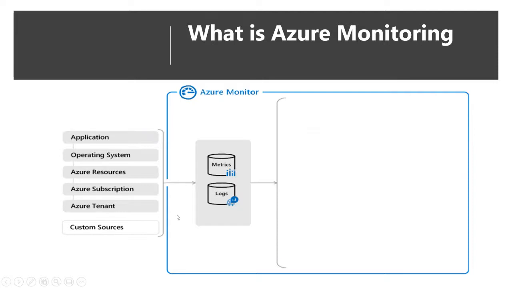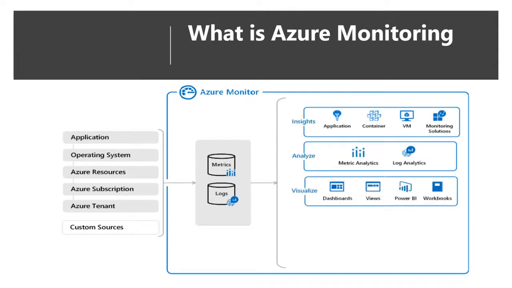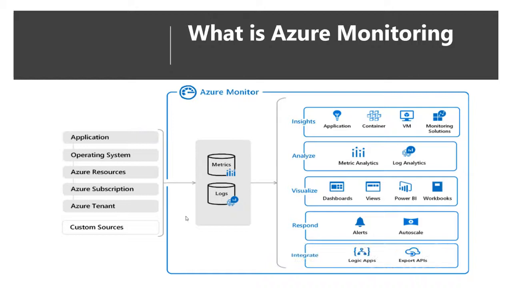Once our monitoring solution has these metrics and logs, it makes use of the following functions to give us better results. These are the five pillars of Azure monitoring: insights, analyze, visualize, respond, and integrate. Insights, as the name suggests, gives us an insight into the overall application. It is not specific to an application, as you can see. It can also be a Kubernetes container solution, a virtual machine, or even a monitoring solution.